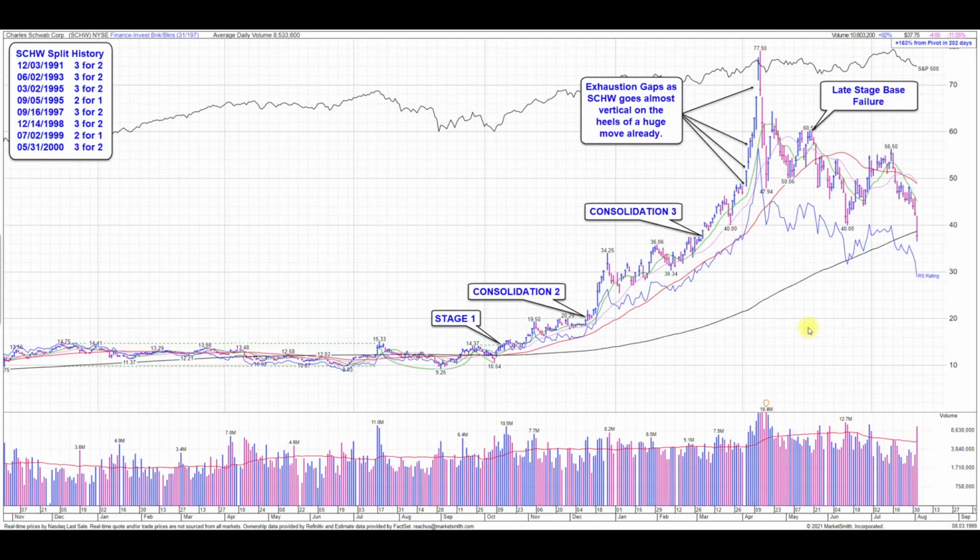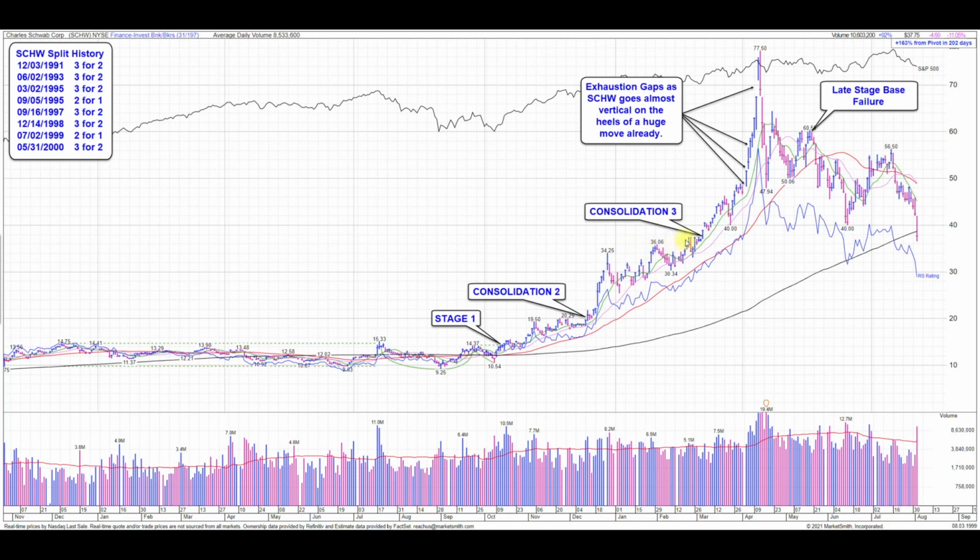And for our final example, we're going to look at Charles Schwab on its daily chart back in the late 90s. We can see we've got two clean breakouts from early stage bases, which run up, and eventually a third consolidation forms, again labeled consolidation, not base, because we never get a proper base to form in between here and here, but it's more of a sideways move than anything. So again, we're trying to get the overall picture.